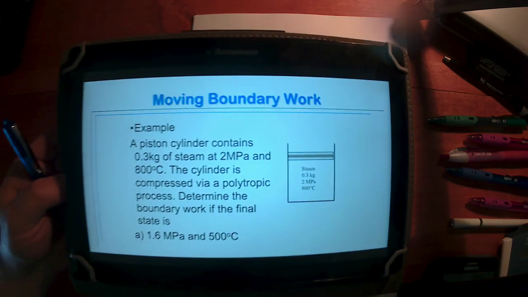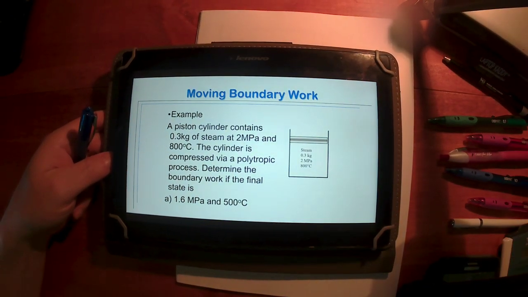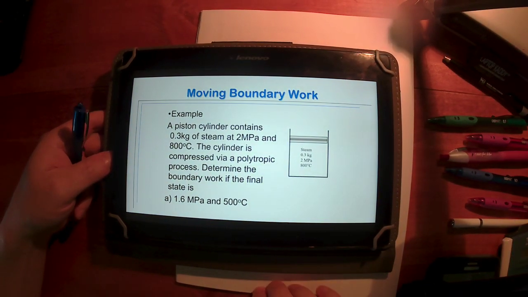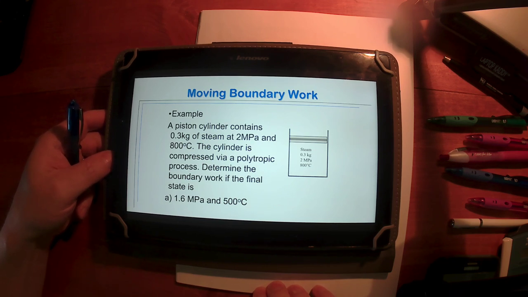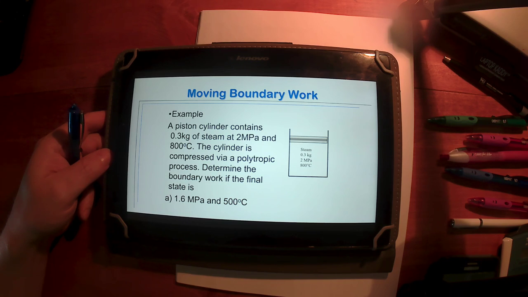Now, let's continue on. Let's look at another example problem. I've got a polytropic example here. This is probably not realistic. This is probably not something we would encounter. Polytropic is something you could encounter, but this particular example may not be. But that doesn't mean we can't work through it and see how the process works.